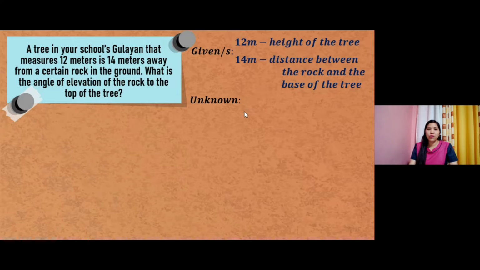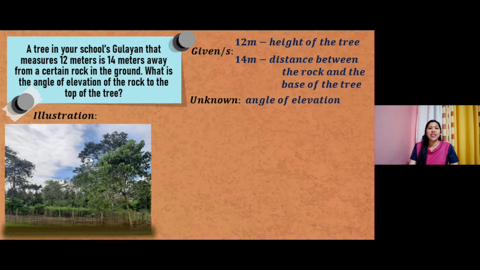And unknown. So what are we looking for? We have this question. What is the angle of elevation of the rock to the top of the tree? So we are looking for the angle of elevation measurement. So let's now have our illustration for us to visualize the situation.